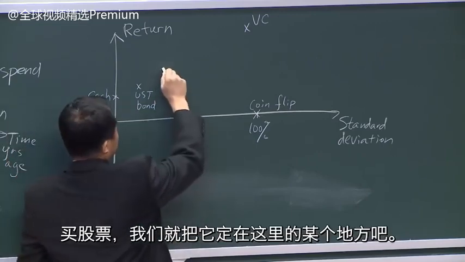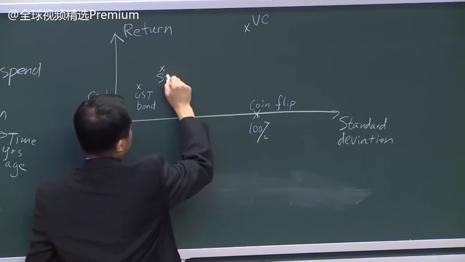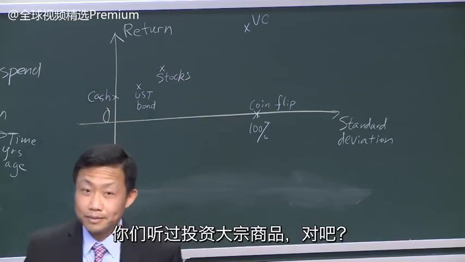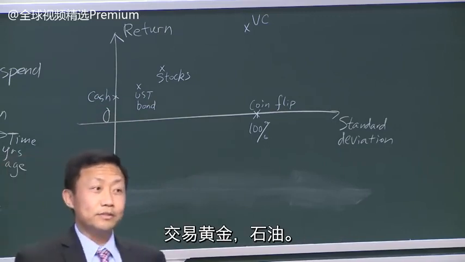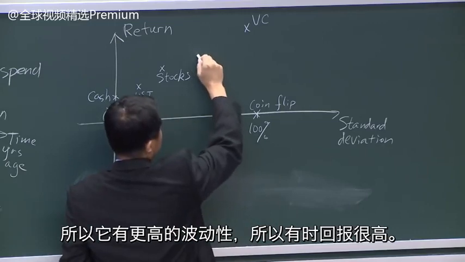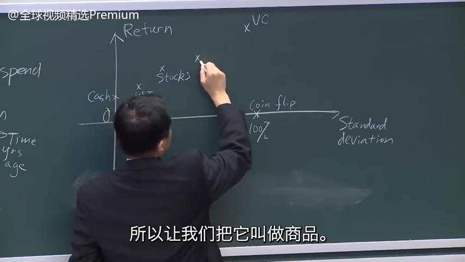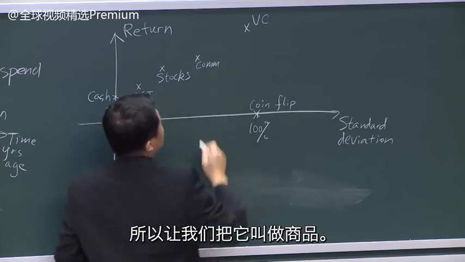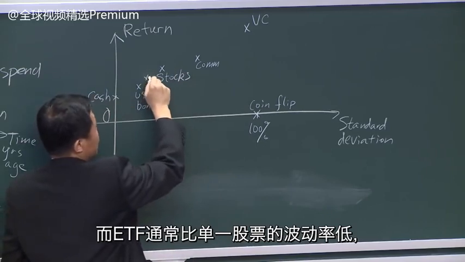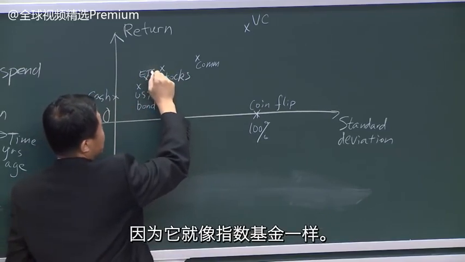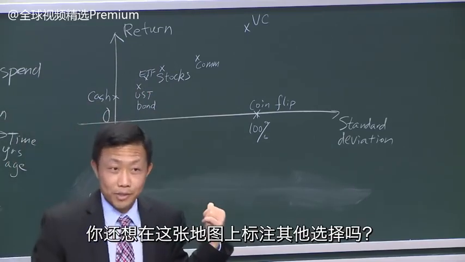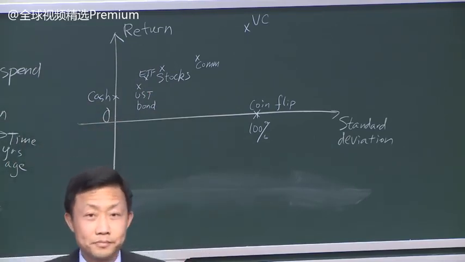Buying stocks, let's call it somewhere here. Last application lecture, you heard about investing in commodities, trading gold, oil. That has higher volatility, so sometimes higher returns. So let's call this commodity. And ETFs are typically lower than single stock volatility, because it's just like index funds. Here, are there any other choices you'd like to put on this map?